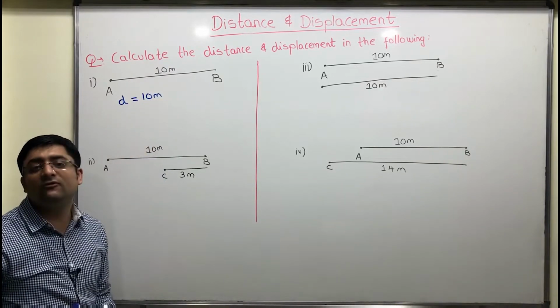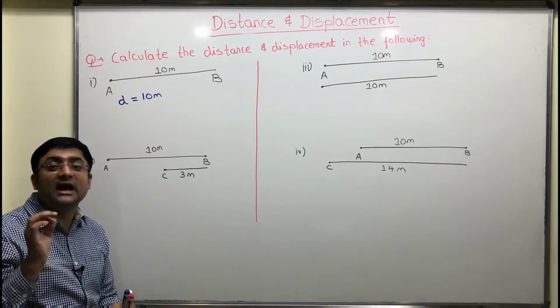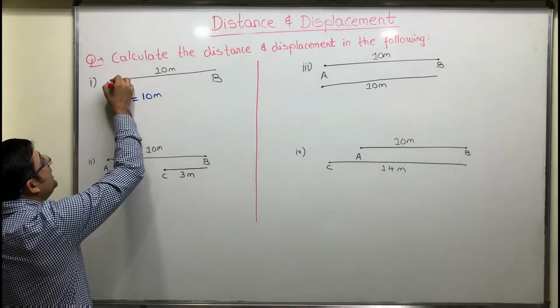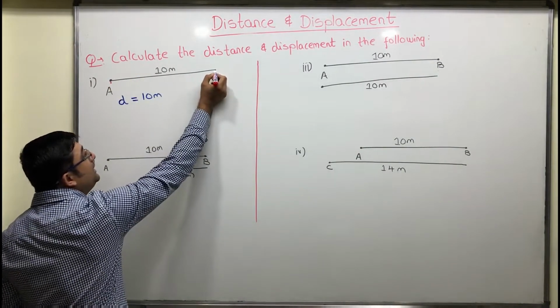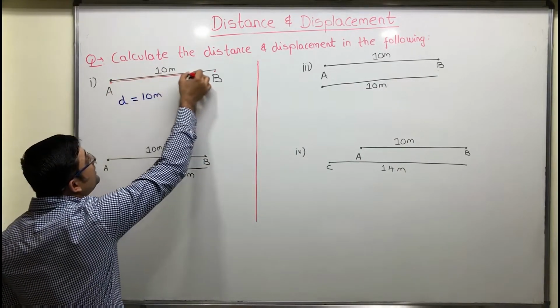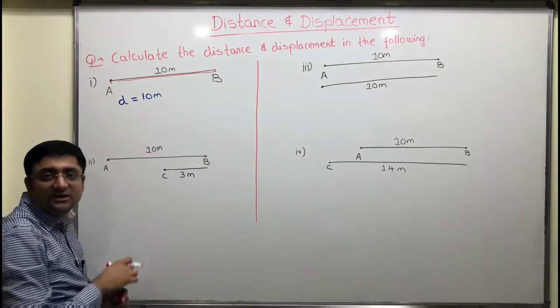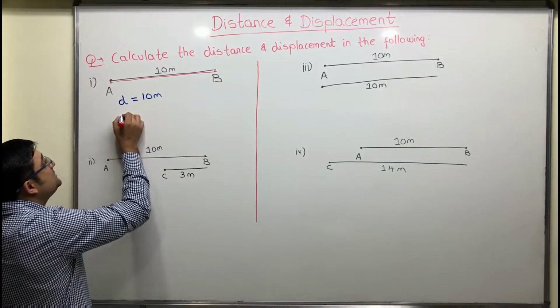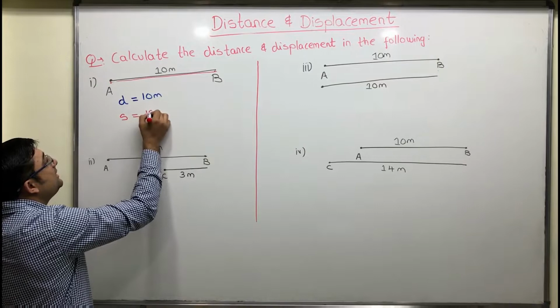Now, whenever you want to find displacement, all you have to do is identify the initial and final points. So what is the initial point? A. What is the final point? B. Now join the initial and final point by a straight line. So basically we get the same straight line. What is the length of this line? 10 meters. So how do we denote displacement? By S. So displacement is 10 meters.